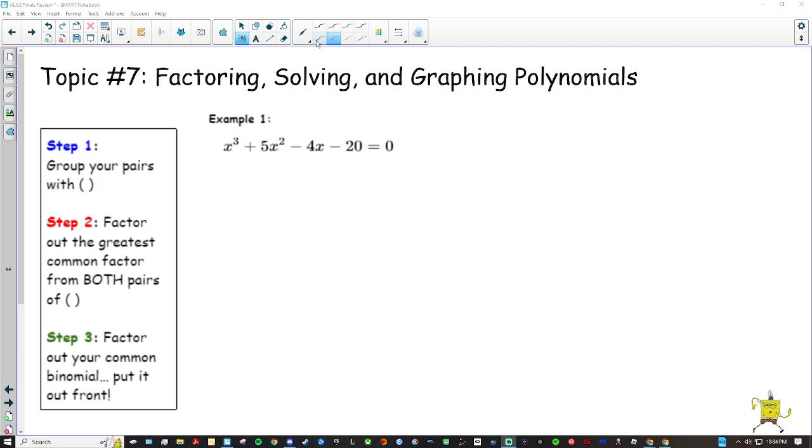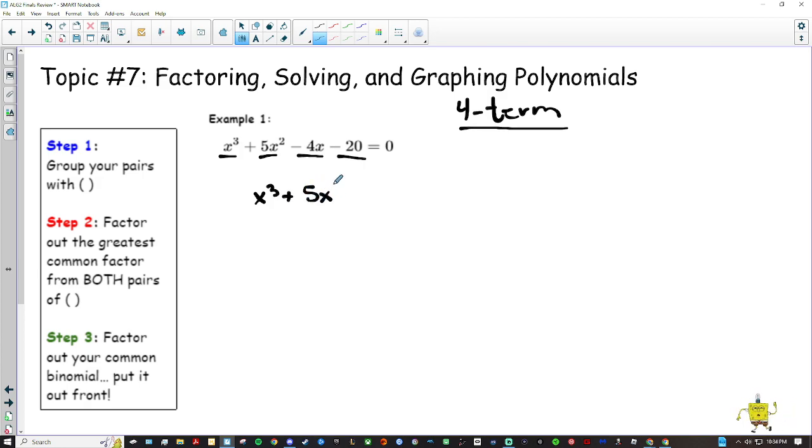We are going to factor by grouping when there are 4 terms. 4 terms means we need to factor by grouping. So we're going to write our problem: x to the third plus 5x squared. This is our first 2 terms, so this is group 1. Group 2, negative 4x minus 20. This is group 2.